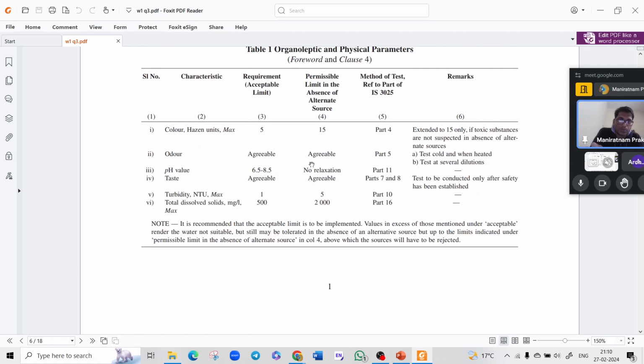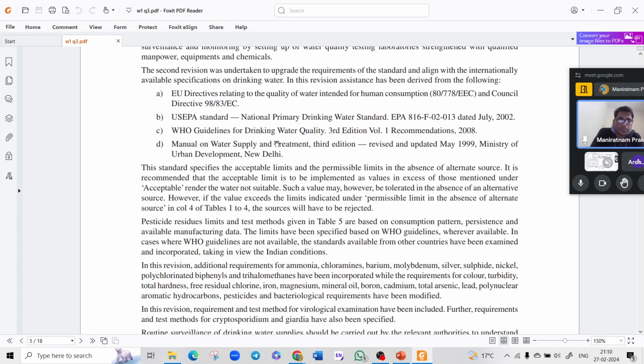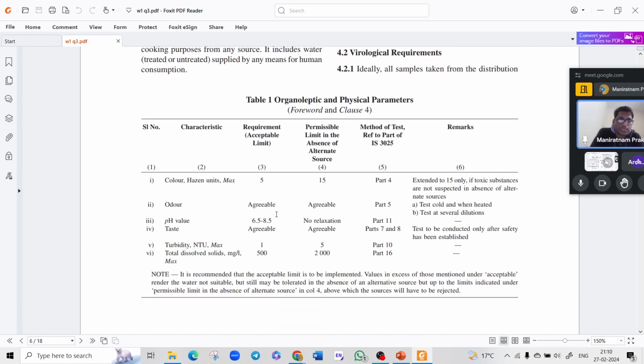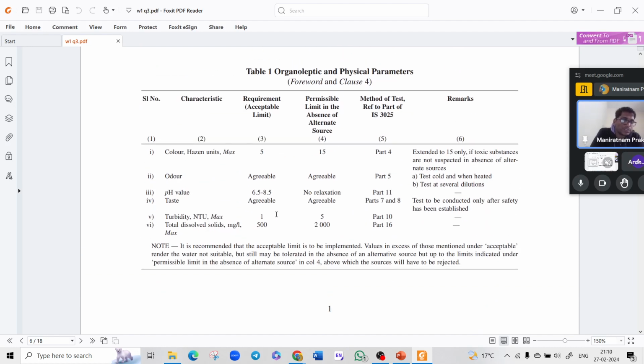And remember, a general question you may be asked is what the permissible limit of pH is. Whenever it is asked, you should always say that there is no permissible limit for pH. Only an acceptable limit of pH is defined. Sometimes people say 8.5, but you should be confident about the IS code and answer that no permissible limit is defined for pH. Only an acceptable limit for pH is defined.